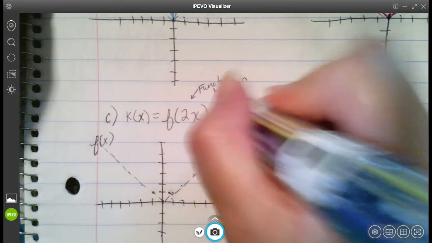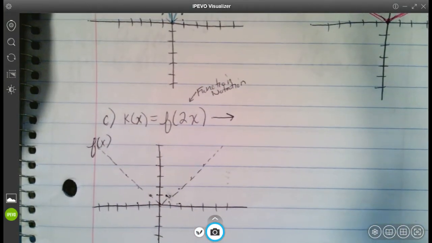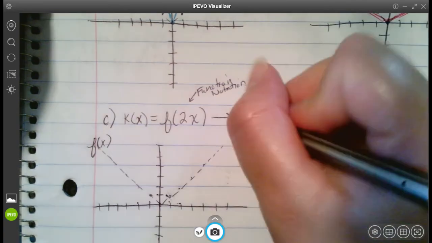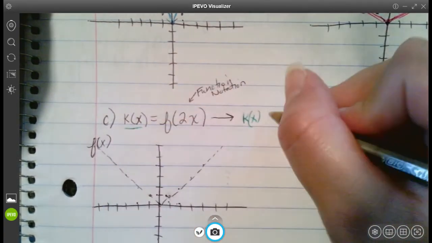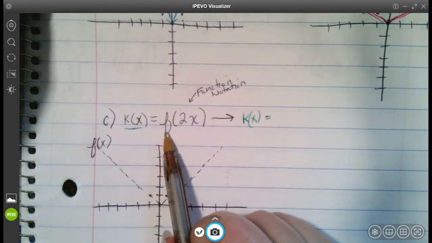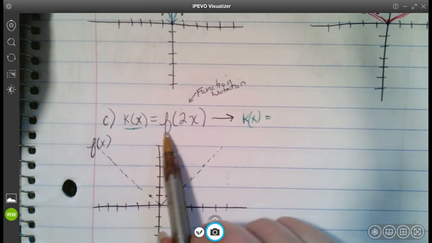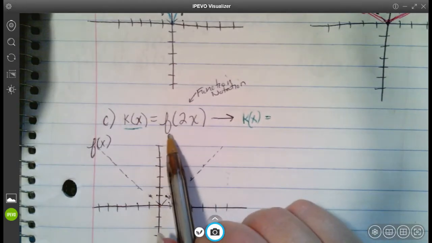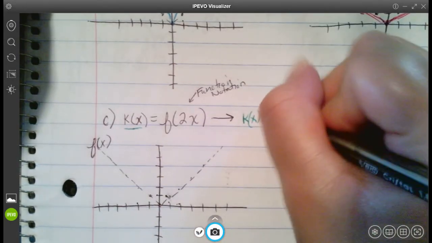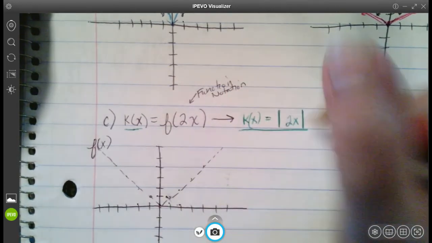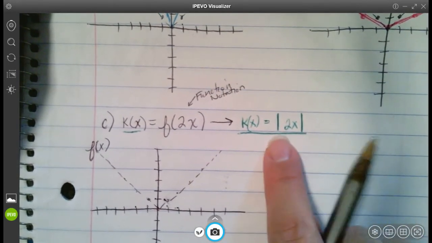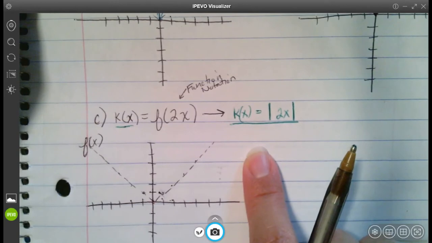So I'm going to go ahead and rewrite this now as k of x, because that's the function, is equal to, and instead of f, I'm going to use what it's equal to. Remember that according to our example, this is the absolute value of x. So it would be the absolute value of 2x. And this is our function that we're looking at.